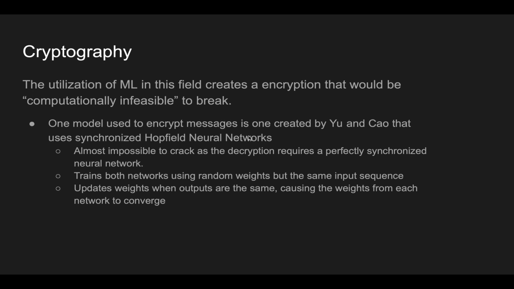Machine learning is also important in other computer security fields, such as cryptography. There were two researchers called Yu and Cao who created a system that uses two synchronized Hopfield neural networks. These are impossible to decrypt without a perfectly synchronized neural network, because Hopfield neural networks are nonlinear in nature. The output vectors created by both of these networks are used as a key to encrypt and decrypt the message, with an extremely small chance of another person being able to intercept and decrypt the message.